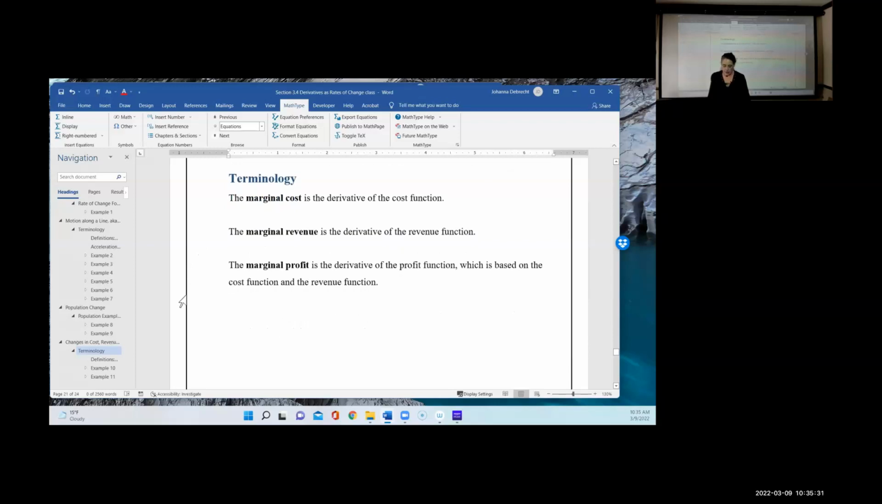So marginal cost is the derivative of the cost function. Marginal revenue is the derivative of revenue. And of course, marginal profit would be the derivative of the profit function. Remember, revenue is what you take in, like the store, it's what goes in the cash register. Cost is what you had to pay to get the items in the store. Profit is the difference between the two. So your profit is equal to your revenue minus your cost.